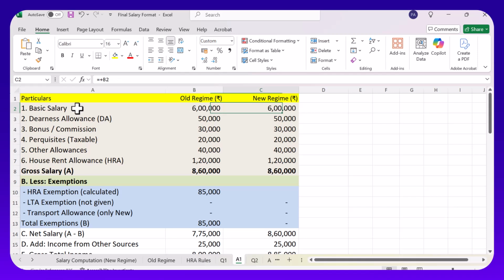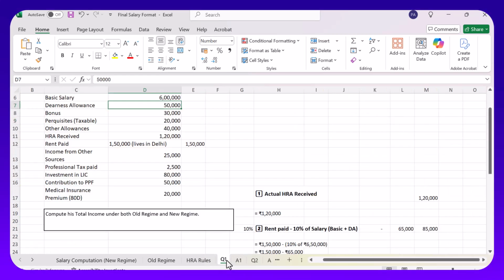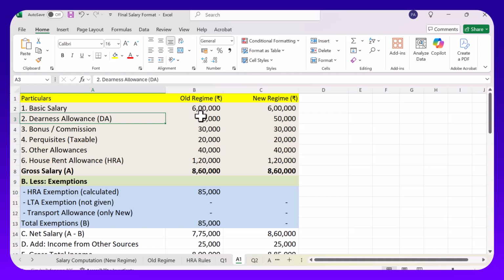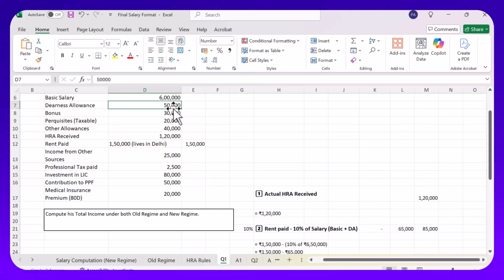So 6 lakhs is the basic salary which is given in the question. Then you have DA allowance. Similarly, I have copied DA allowance from my question. If you look at the DA allowance here, it is 50,000, which I have copied here. So 50,000 in both the cases. Similarly, bonus and commission 30,000 each. So this is also in the question. If you go back here, 30,000 is the bonus.